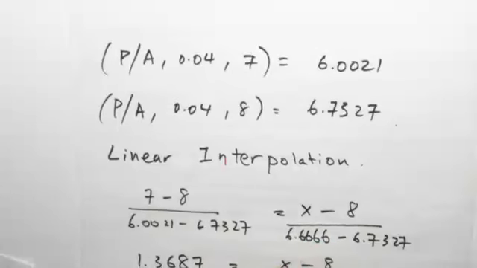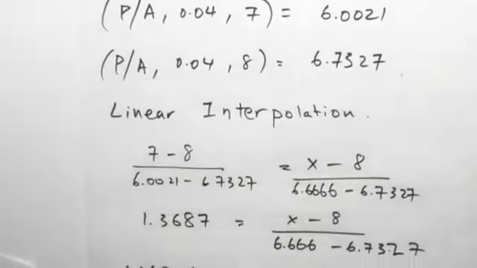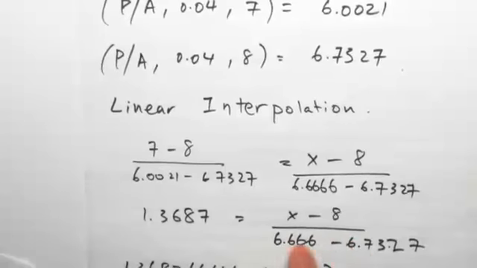The thing you always need to notice is that whoever you're subtracting from whom, it must be the corresponding value. So if you're going to go 8 minus 7, then the bottom has to be 6.7327 minus 6.0021. Once you have set it up like that, it's very easy to solve. The left hand side becomes 1.3687. We multiply it by this value. You can work out what this is if you want.